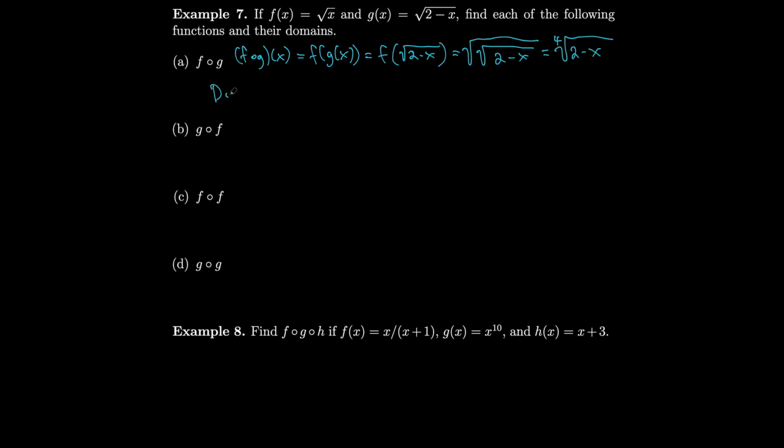Okay, our domain now. Well, we know that square roots are bad for negative numbers, so our domain is all of our x values such that 2 minus x is greater than or equal to 0. So that's the same thing as all of the x values. Well, 2 minus x greater than or equal to 0 is the same thing as saying x is less than or equal to 2. Okay, so that's all of the numbers from minus infinity up until 2. Okay, let's do g composed with f.